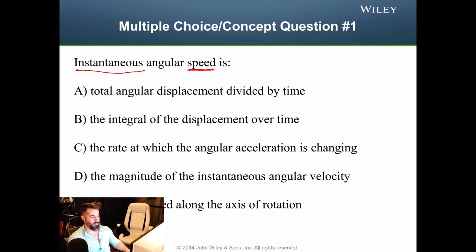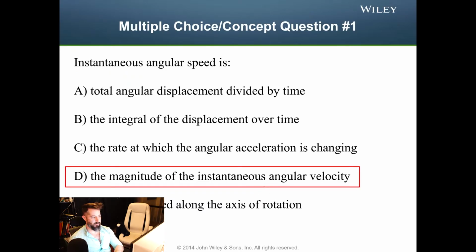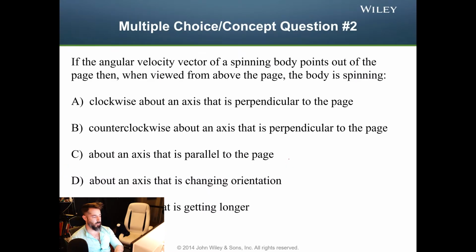The magnitude of the instantaneous angular velocity. And what did we just say? The magnitude of the velocity is the speed. So this is automatically fitting the definition we just went with. A vector directed along the axis of rotation. We haven't even really got to that part yet. So pretty much the one that makes sense is D. It follows exactly what we were just talking about.